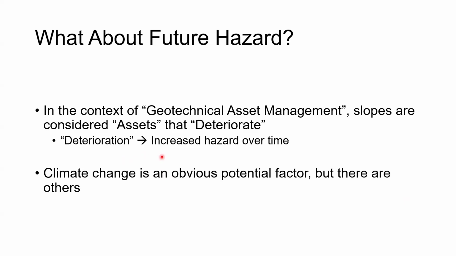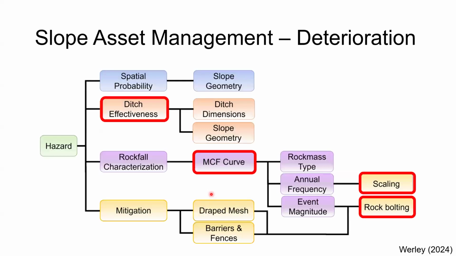And right off the top, I want to say here that climate change is an obvious potential factor. If we're talking about rockfall hazard going up over time, there's a good chance that there are many areas in Colorado, in the US, and the world where climate change may lead to increased rockfall activities. But for the purposes of today's presentation, I want to focus on some other factors that we have done a little bit more work on so far.